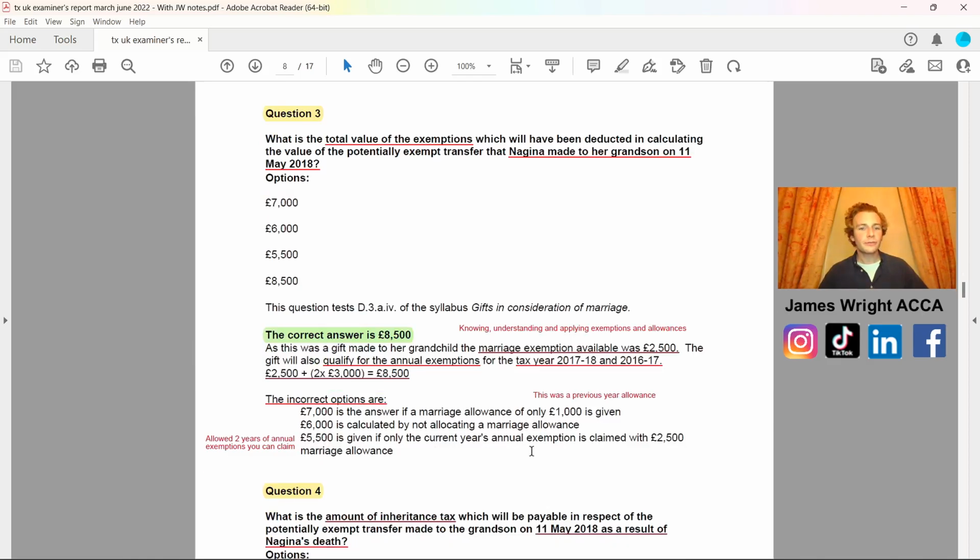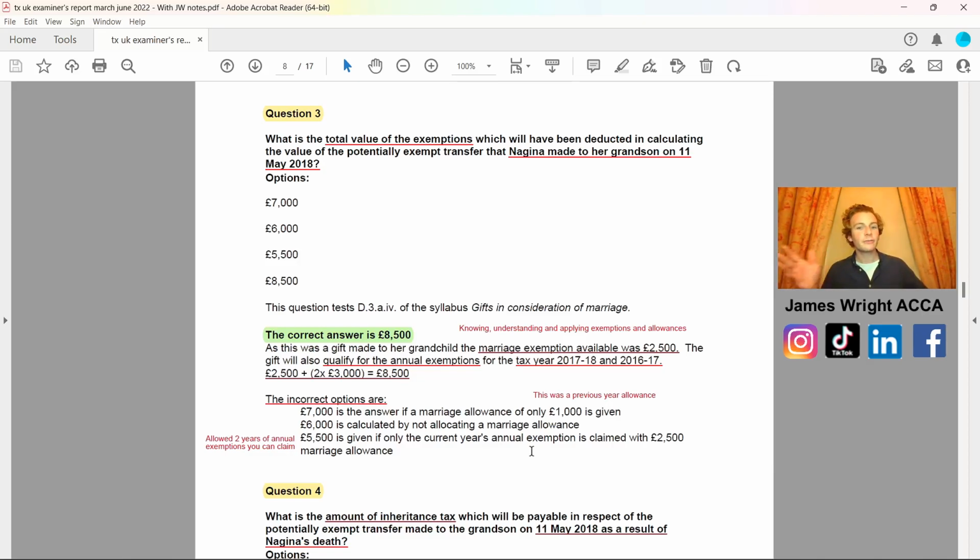Coming down to question 3 now, and again, you've got the answers on here, but take a look at all the key elements that I've highlighted that you need to pick up on in your CBE exam. And we have what is the total value of the exemptions on here, which will have been deducted in calculating the value of the potentially exempt transfer that Najila made to her grandson on the 11th of May 2018. And this is where we need to consider the gifts of marriage on there, but I've got for my notes the knowing, understanding and applying of exemptions and allowances for a particular scenario.